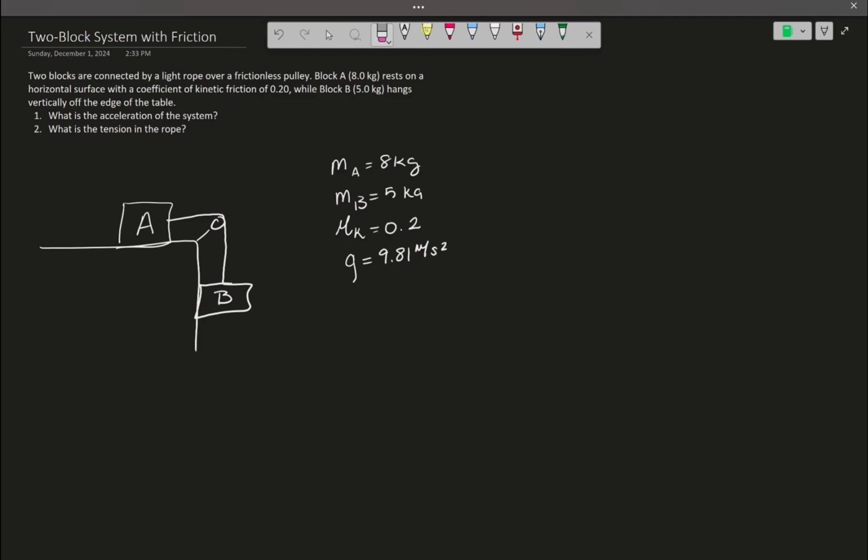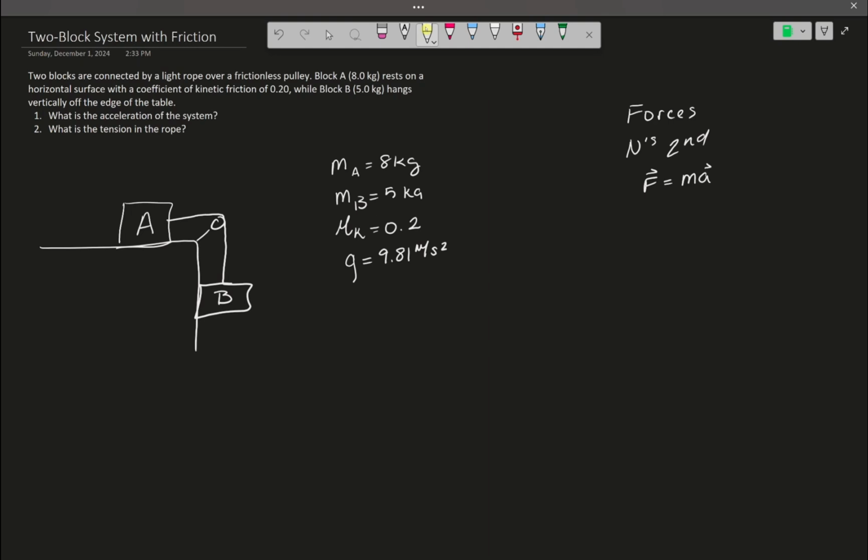So I want to consider also what type of problem this is. It looks like the only thing we have here is forces. We don't have anything else. So this is going to be a forces problem, meaning that we will need to use Newton's second law, F equals ma.